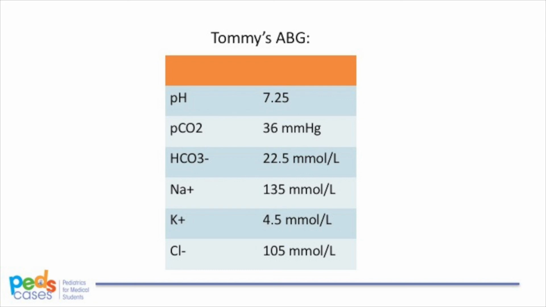Number 5, there may be some respiratory compensation or hyperventilation, as the partial pressure of carbon dioxide is at the lower limit of normal. And number 6, the anion gap is equal to 135 plus 4.5 minus 105 plus 22.5, which is equal to 12. This is a normal anion gap metabolic acidosis, or NAGMA.